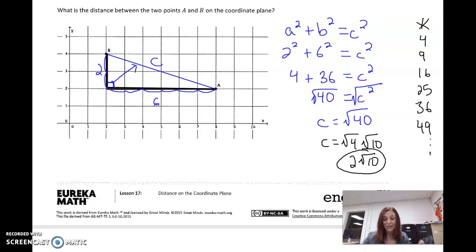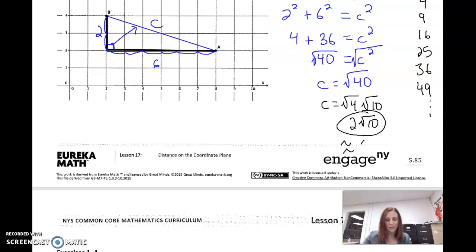Our approximate answer, if I type in 2 times the square root of 10, works out to be 6.32455... So we could say it's approximately equal, if it said to the nearest tenth. It doesn't really say here. That 2 tells us keep it at 3, so it's approximately equal to 6.3.